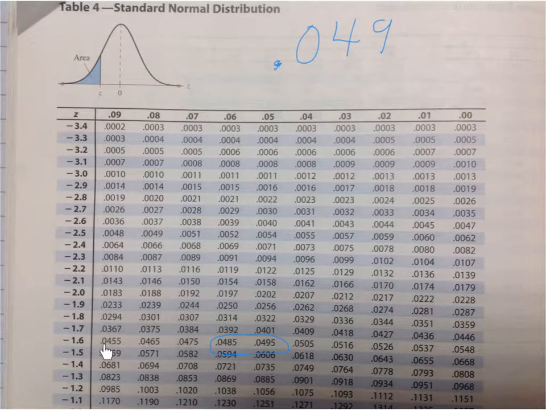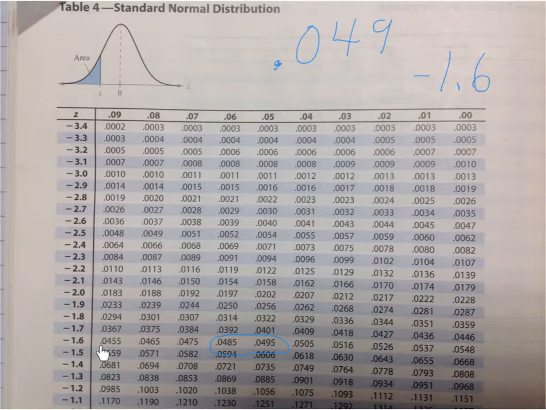And so you look down here for 0.049 and you say it's between these two numbers. It's right in the middle of these two numbers. If it was closer to one of the two numbers, then you just pick it. But since it's right in the middle of the two, you're supposed to pick the number that's right in the middle of these two. And so it would be negative 1.6, negative 1.6.